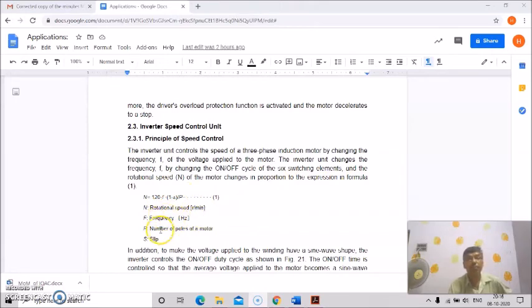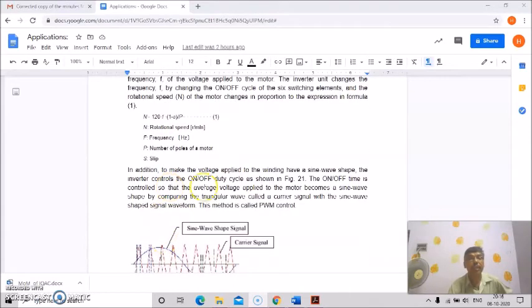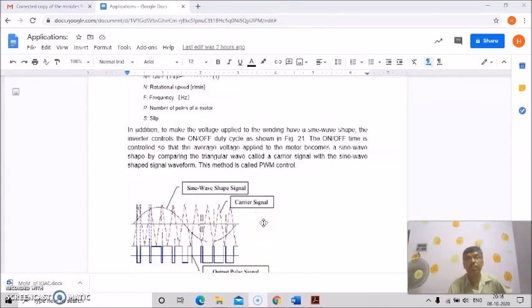This is rotational speed in revolutions per minute, RPM. This is frequency in hertz, this is the number of poles of the motor, and this is the slip. In addition, to make the voltage applied to the winding have a sine wave shape, the inverter controls the on-off duty cycle, as shown in this figure 21.